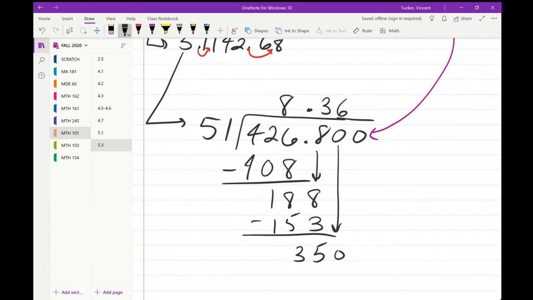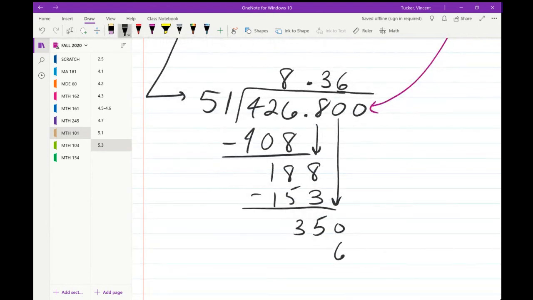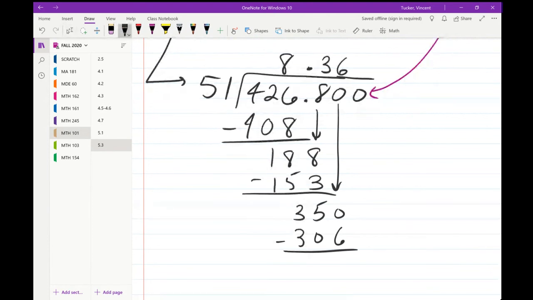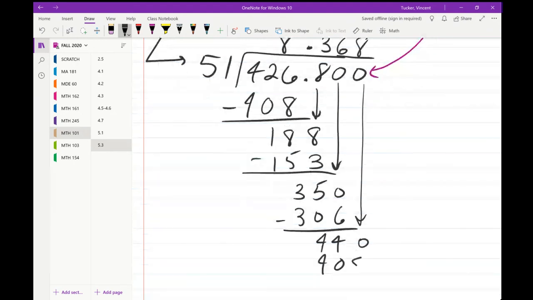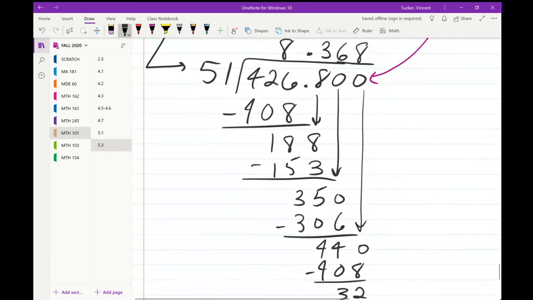All right, then 51 goes into 350 6 times. 6 times 51, that'll be 306. So that'll be 44. Bring down your 0. And then 51 goes into 440. See, 8 times again. 8 times 5 is 40, and that'll be 408. Do your subtraction. That'll be 32, which is where we will stop.